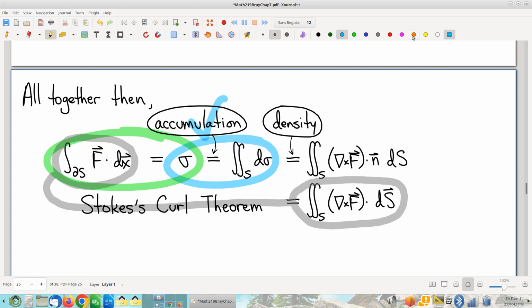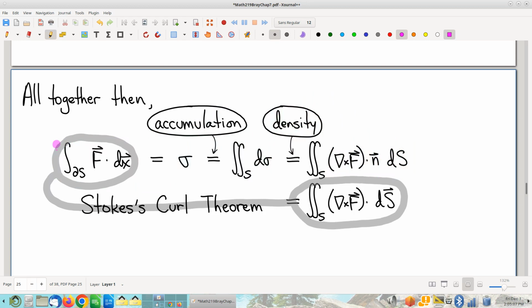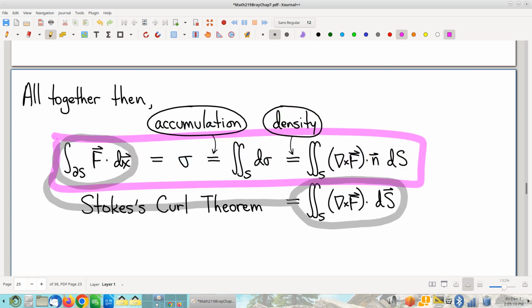And then when you're talking about little parts, little pieces of circulation, that relates to pieces of area by way of, of course, circulation density, discussed on the previous page. The punchline result for circulation density here is curl dot n. And so what I have on the top line here is our first cut at Stokes' curl theorem, where we just followed the pattern of what we did previously. And notice we have circulation equaling a surface integral.